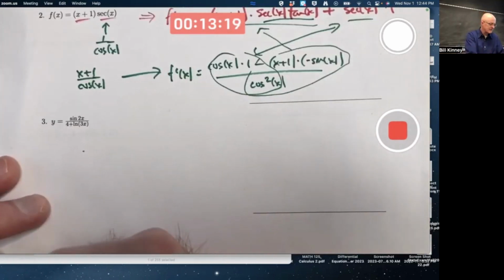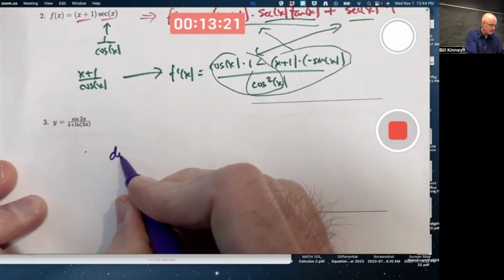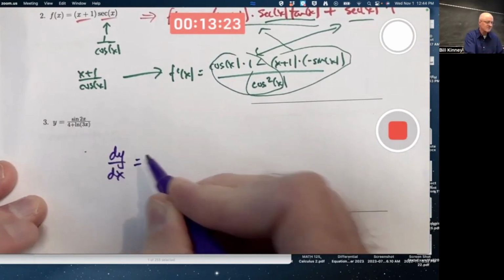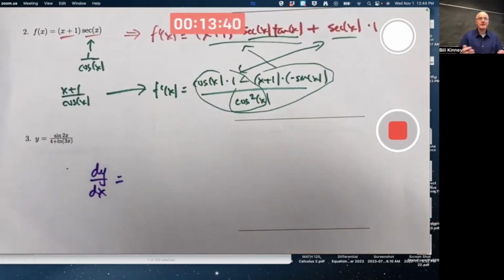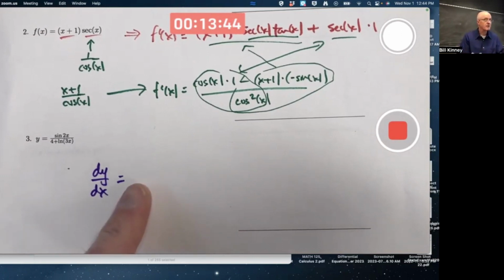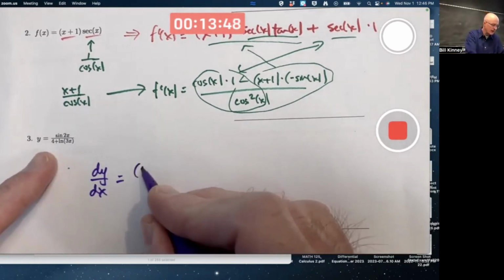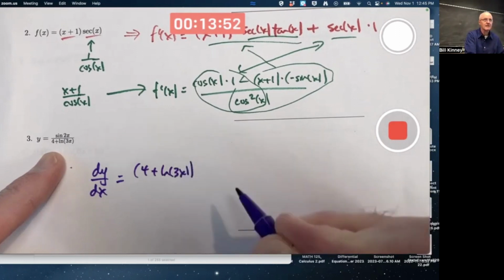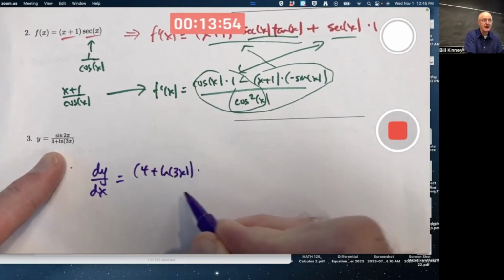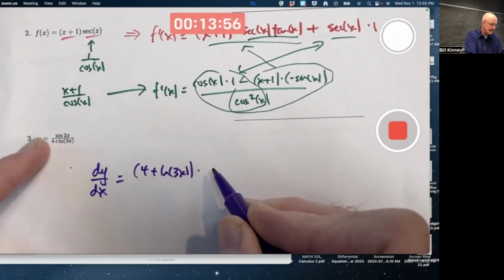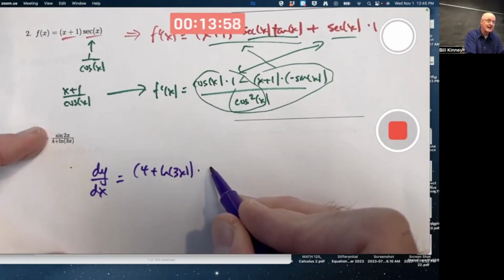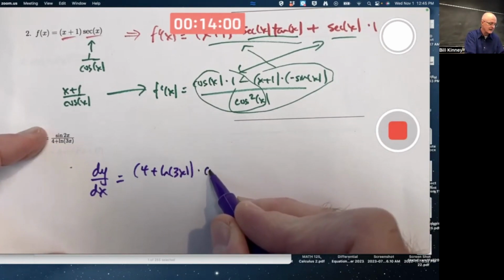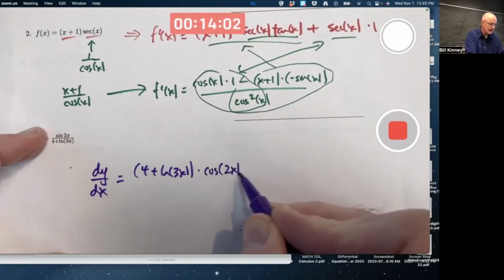The most common mistake in number 3. Well, there are a few common mistakes. On number 3, sometimes people got the top of the quotient rule wrong. Remember, you want to start with the low function. Low d high minus high d low. Low, use parentheses. It's the sum of two things. So sometimes people forgot parentheses there. Low d high, derivative of sine 2x. I need the chain rule for it. Get cos 2x times 2.